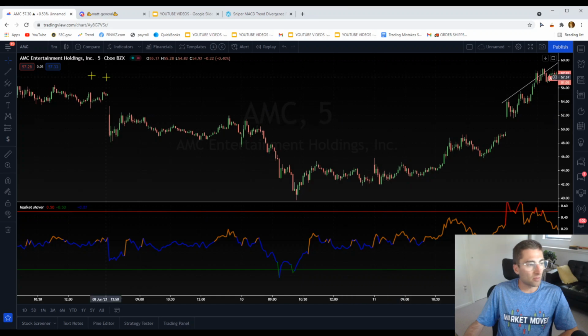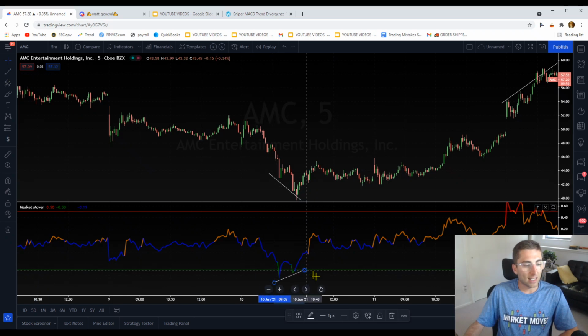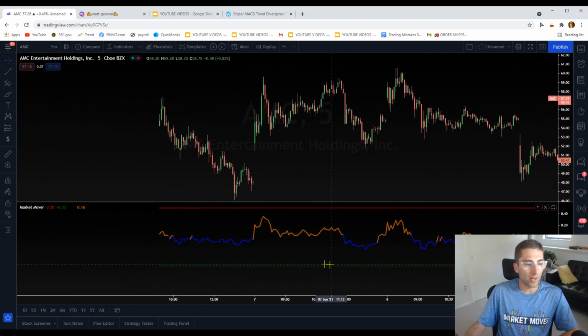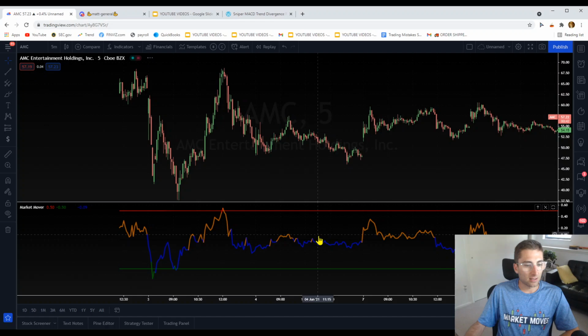This was the ultimate bottom for AMC in the short term. The market makes a lower low for AMC, the indicator makes a higher low. So this is regular bullish divergence, and we run into the close and we gap up the very next day. So this one was really, really nice to time and would have shown you the bottom on AMC for the past week.